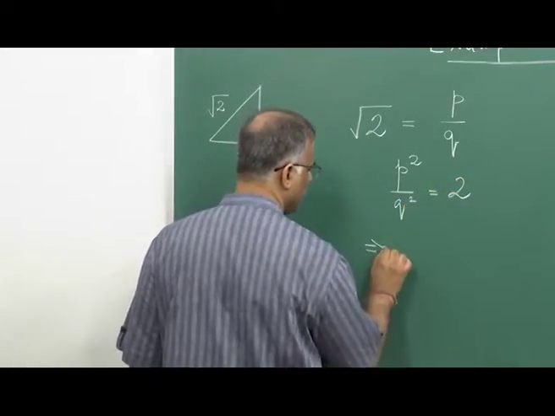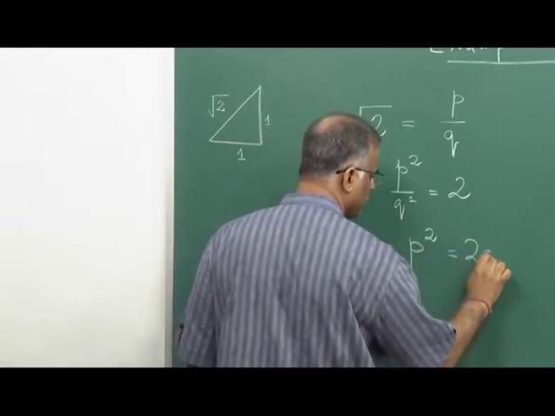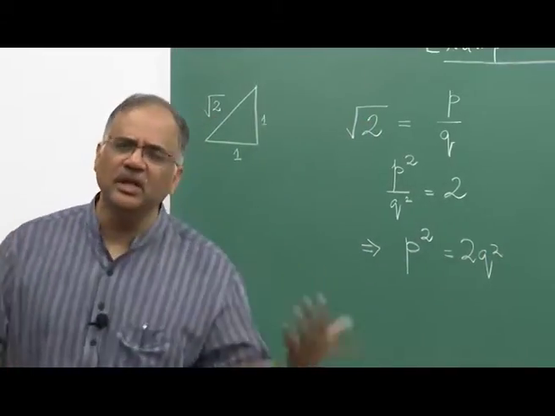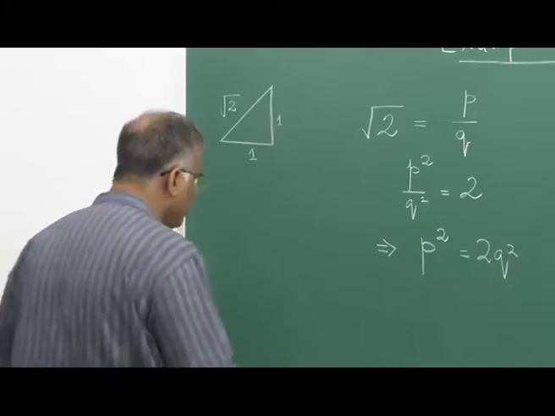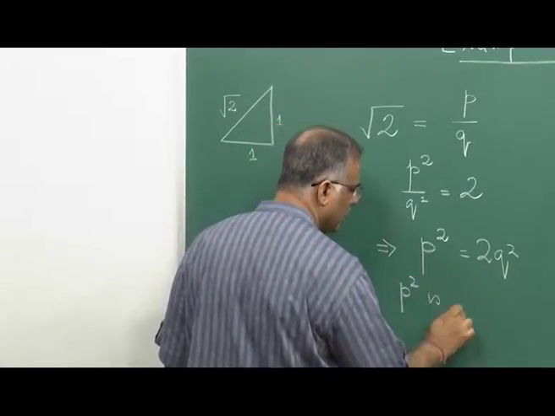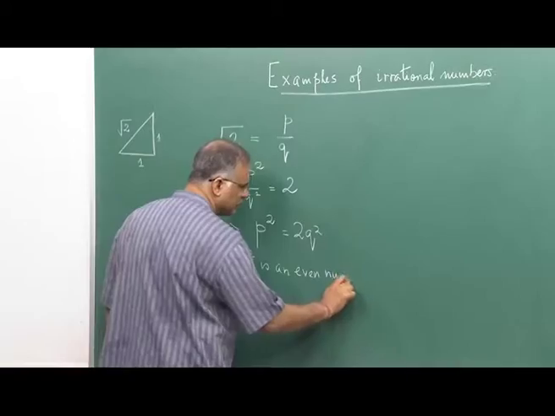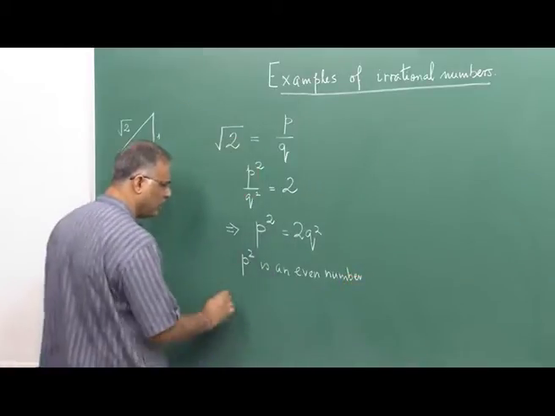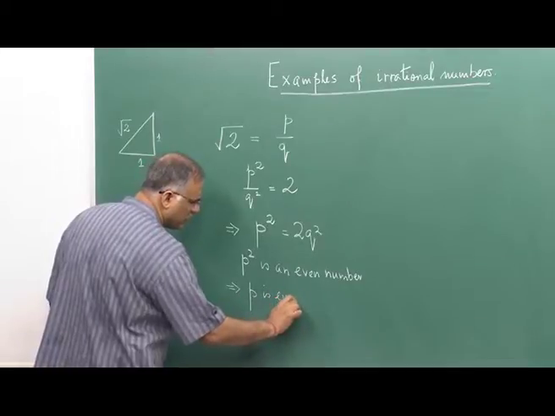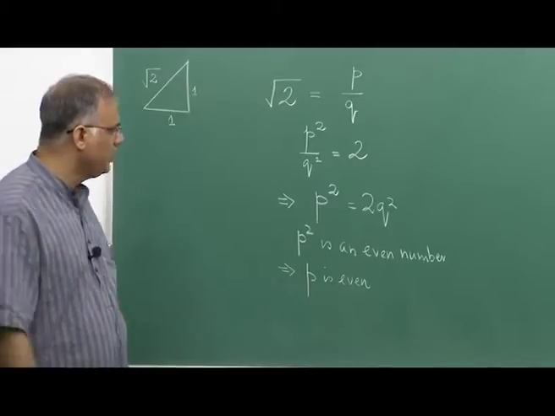and that would simply imply that p square is 2q square. So, 2q square is a number divisible by 2, any even number is divisible by 2. So, we immediately understand that p square is an even number. So, what does it imply? It implies that p is even. So, if the square of a number is even, then the number must also be even.